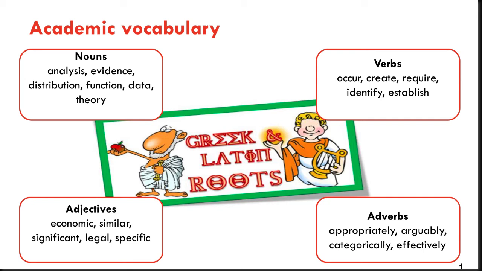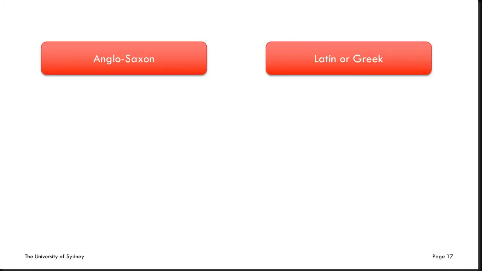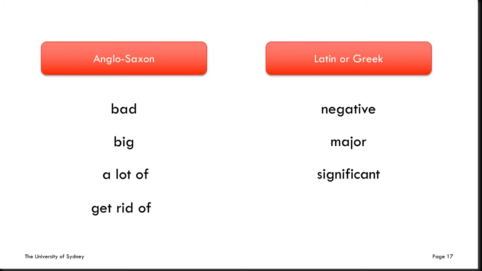These words tend to have more than 2, often 3 or more, syllables. Here, you can compare some everyday words we use from Anglo-Saxon origin and their preferred equivalents in academic contexts. In the following videos, we'll show you some tools to identify the type of vocabulary used in academic and non-academic texts.